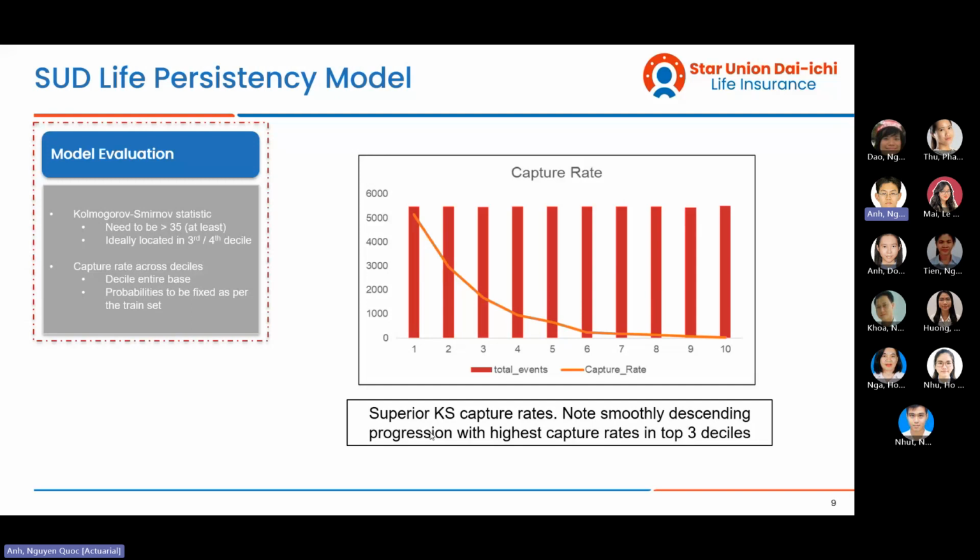So plotting these graphs and looking at the distributions, the capture rates, and the KS value would help us to constantly monitor how the model is performing, and whether it has deviated from what we are expecting.